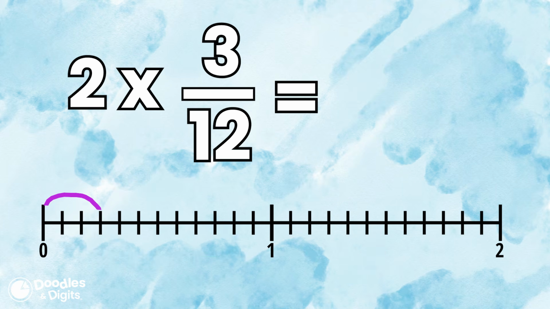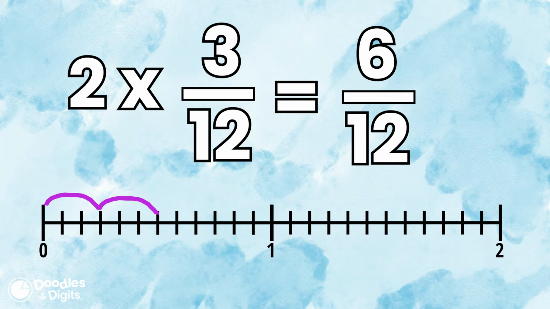Let's try this one, 2 times 3/12. We're gonna do 2 jumps that are 3/12 each. 2 times 3/12 equals 6/12.